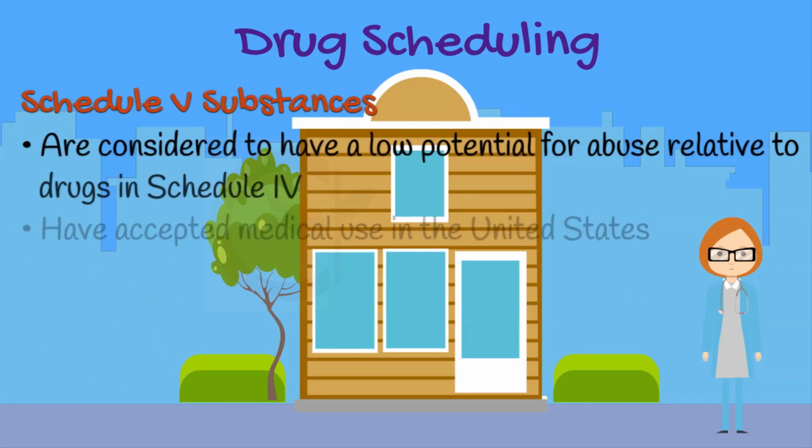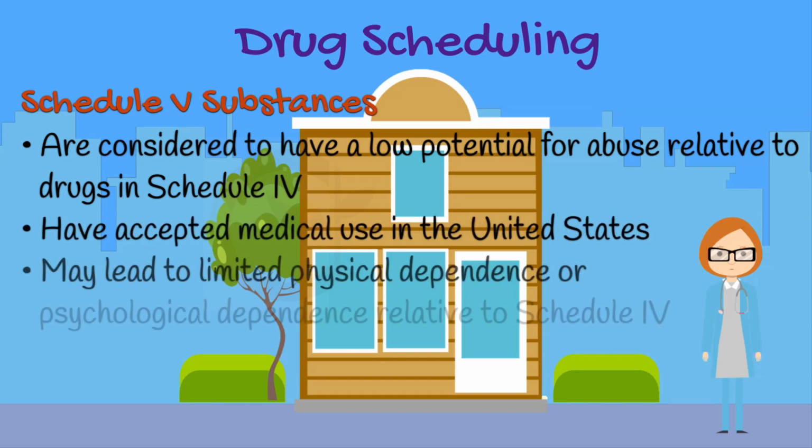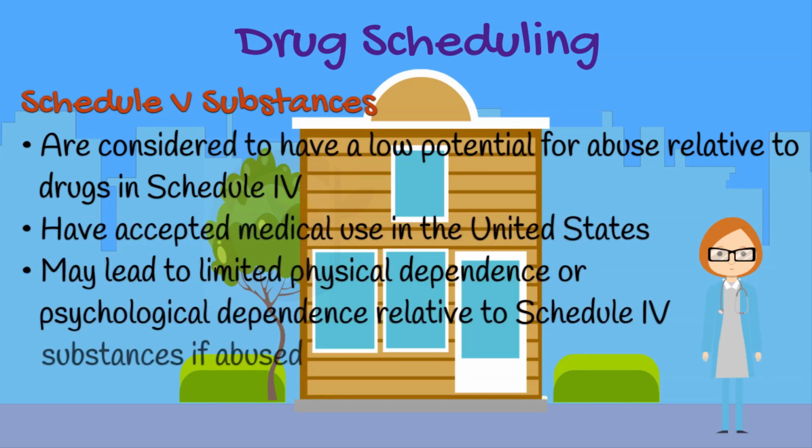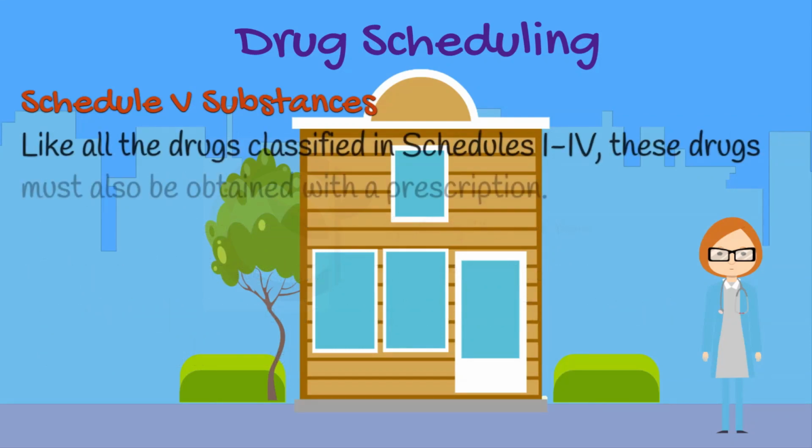Substances in this category are considered to have a low potential for abuse relative to drugs in Schedule IV. Have accepted medical use in the United States. May lead to limited physical dependence or psychological dependence relative to Schedule IV substances if abused. Like all the drugs classified in Schedules I to IV, these drugs must also be obtained with a prescription.